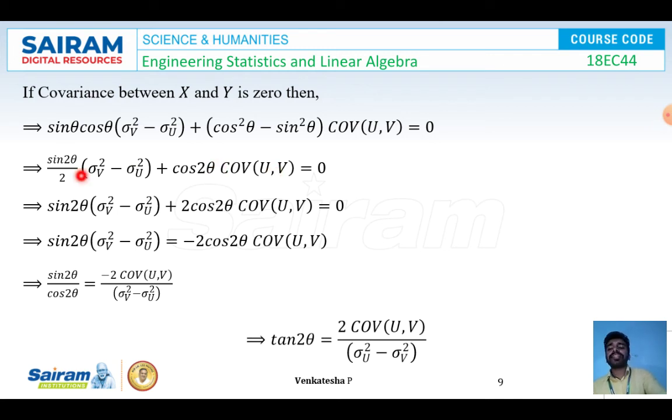So taking 2 as LCM, I got sin 2 theta (sigma v square minus sigma u square) plus 2 cos 2 theta covariance of uv is equal to 0. So taking this term to RHS, I got sin 2 theta (sigma v square minus sigma u square) is equal to minus 2 times cos 2 theta covariance of uv, or sin 2 theta by cos 2 theta is equal to minus 2 times covariance of uv divided by (sigma v square minus sigma u square). So simplifying this, we got tan 2 theta is equal to 2 times covariance of u comma v by (sigma u square minus sigma v square).